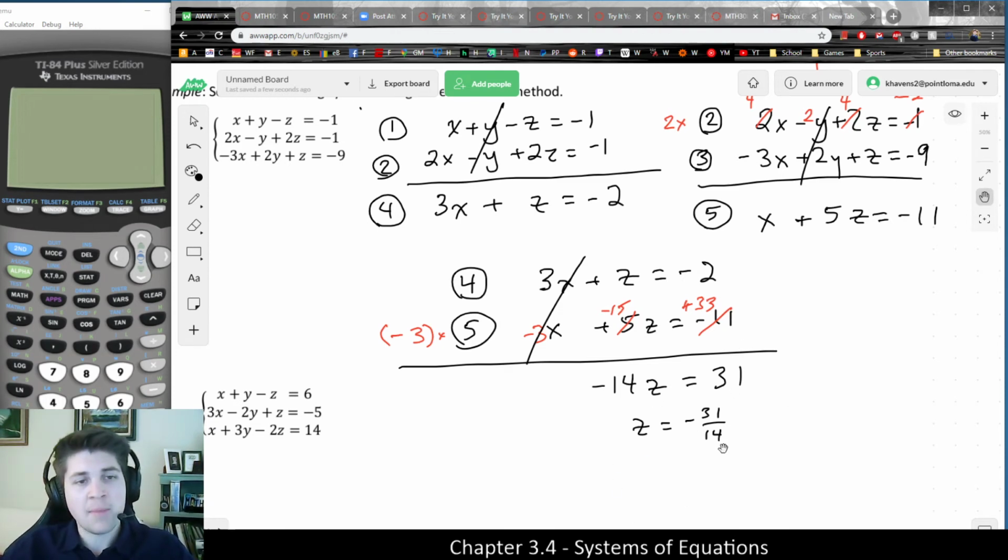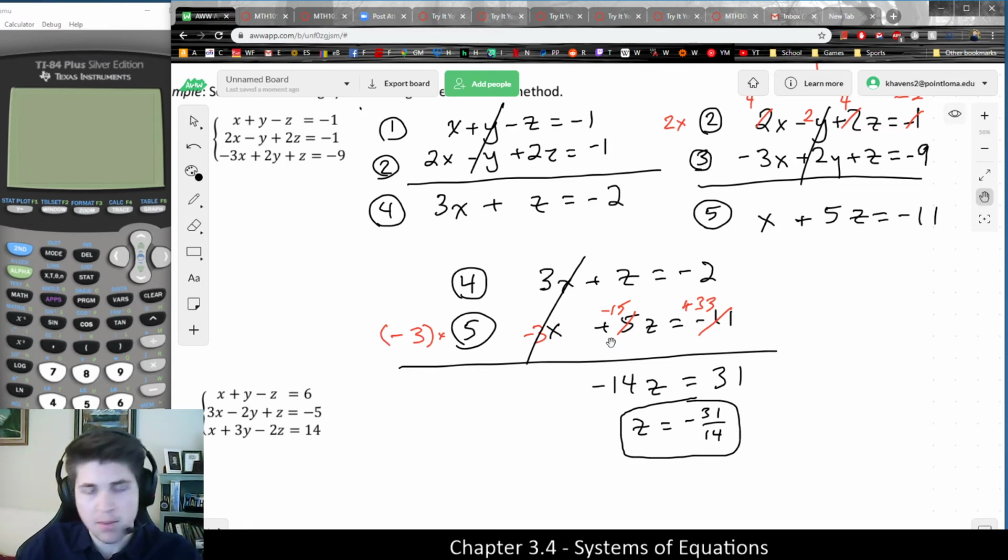Also, I'm not quite done because I also need to find x and y, because just like before, the goal is to find an ordered triple x, y, z that will work in all three of them. I found the z, but I need to back substitute to find x and y. How I recommend doing it is by taking z and plugging it back into equations 4 and 5, because notice these equations are simpler since they only use x and z.